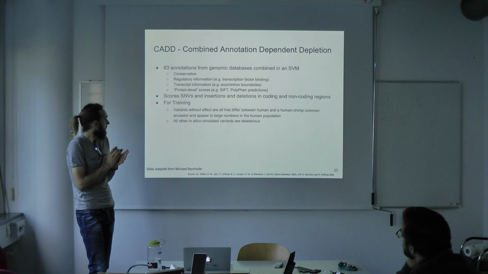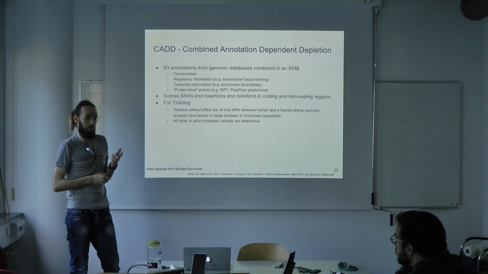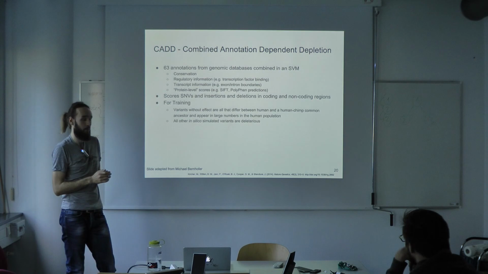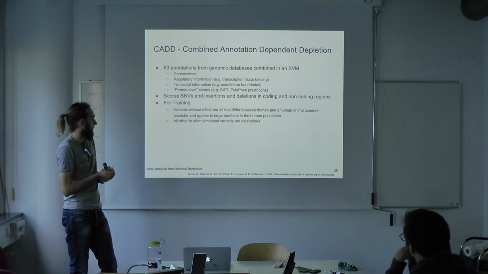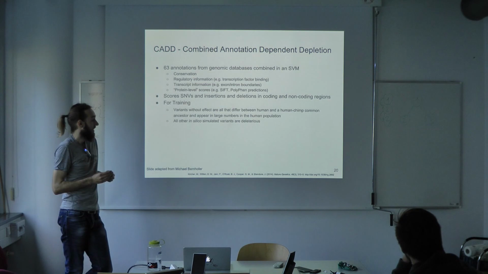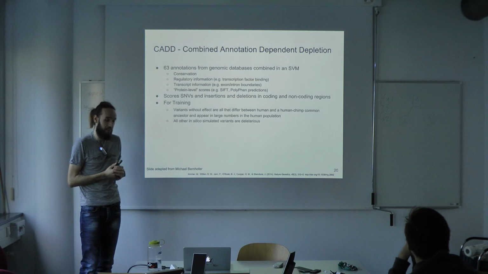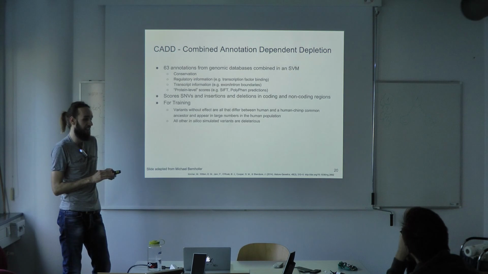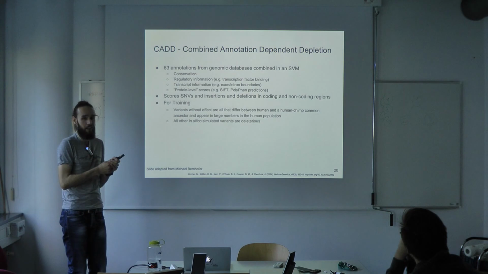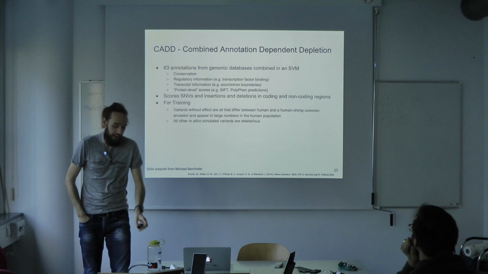If it does code for a protein, then they also let SIFT and PolyPhen run and take that as an input feature. And the whole thing is then put into a support vector machine, and they trained that classifier to predict the effect or no effect of a certain variant. To do that, you need a training set, and in this case, it may not be entirely clear how you could get that training set. So what you would need is a set of variants where you know they have an effect, and a set of variants where you know they don't have an effect. And this is not available, at least not at a large scale, and especially not on the DNA level.